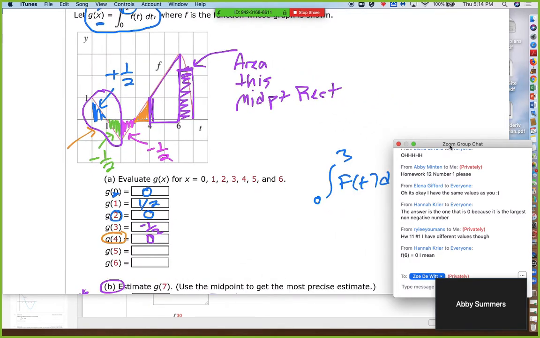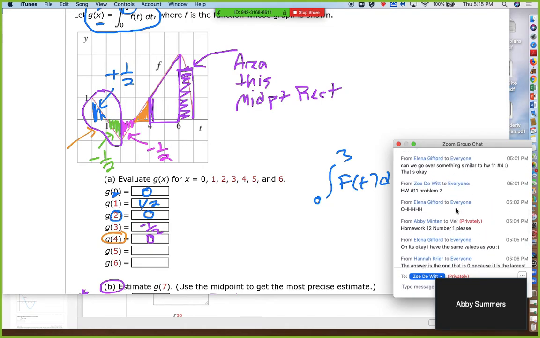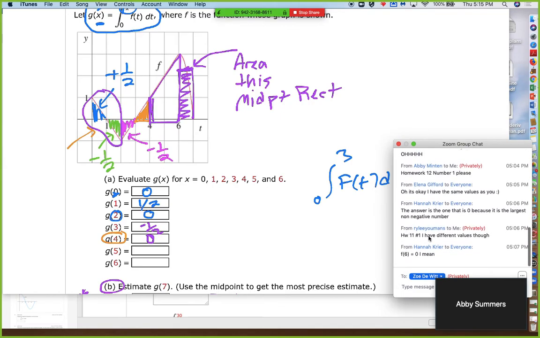So let me pause for a second. I'm going to look at others, if I missed anybody. Homework 12, number 1. And some of these are private, so you guys hopefully can see it on the shared screen. Homework 11, number 1.